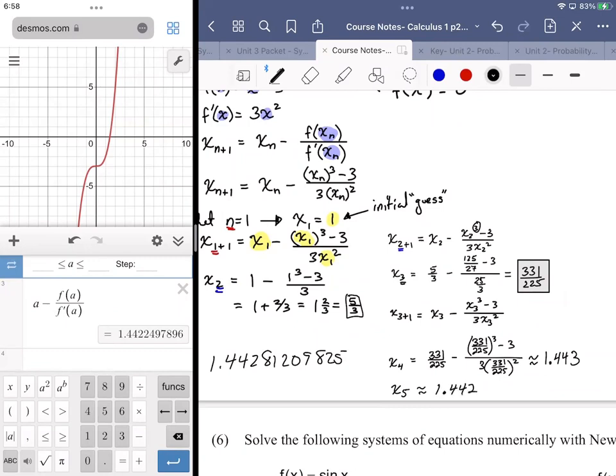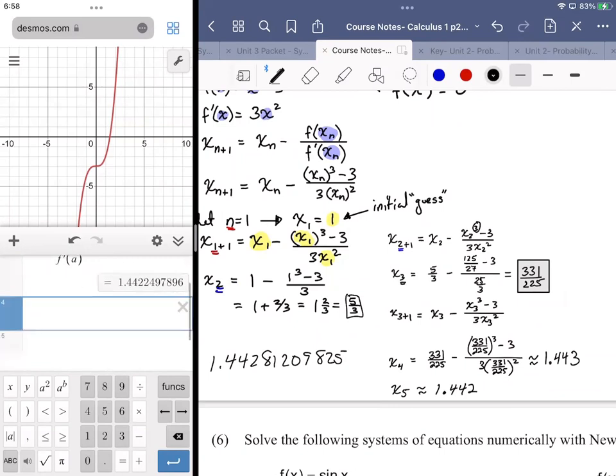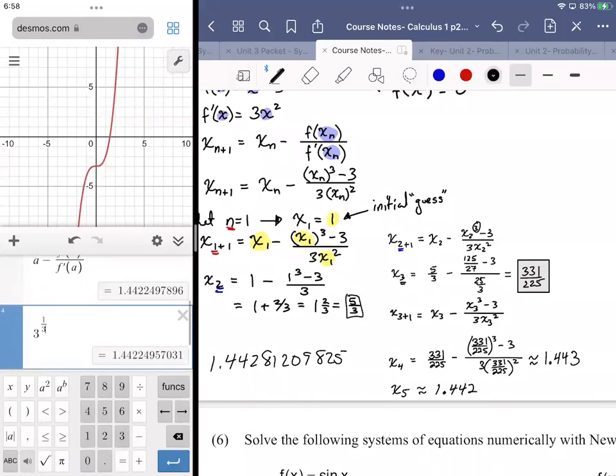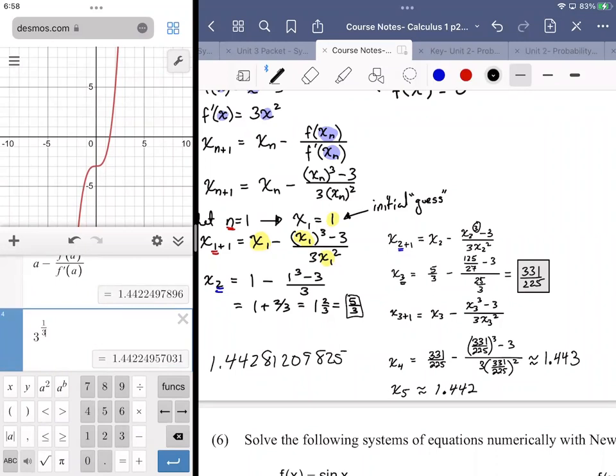So you see it's getting closer, it's actually settling in on a particular value. We call that convergence. So 3 raised to the 1/3, that's what it should be. It's not too far off from that, so we're pretty spot on. We just had to go out 5 iterations from the initial guess. But that's really all there is to it.